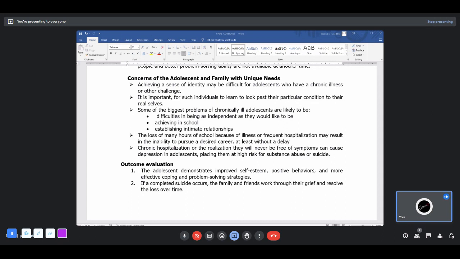Mga kailangan nilang i-ano. Okay, we have the outcome evaluation. The adolescent demonstrates improved self-esteem, positive behaviors, and more effective coping and problem-solving strategies. And also, another evaluation natin is if a completed suicide occurs, the family and friends work through their grief and resolve the loss over time. So that is all about the suicide.